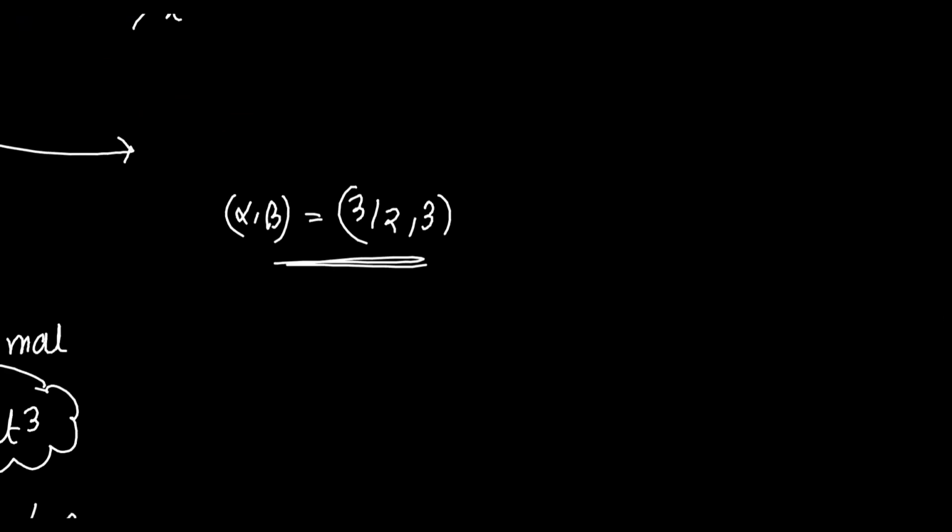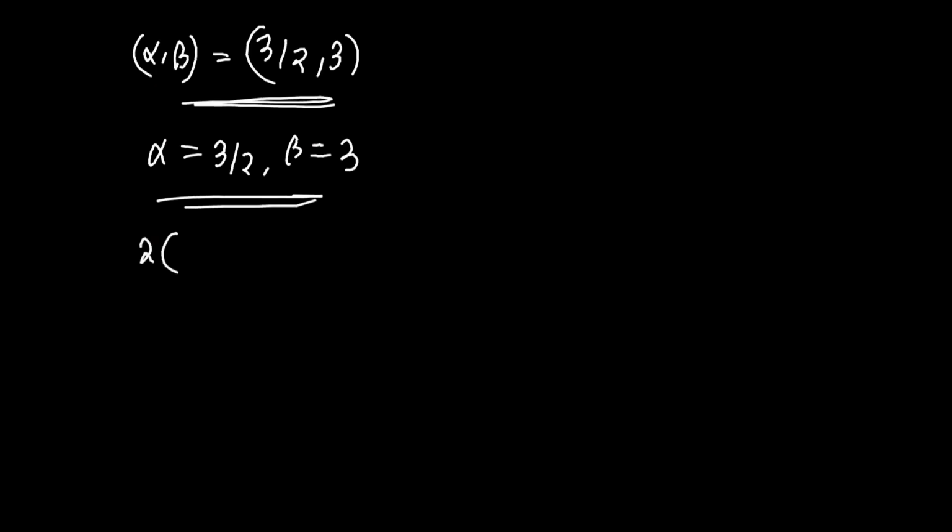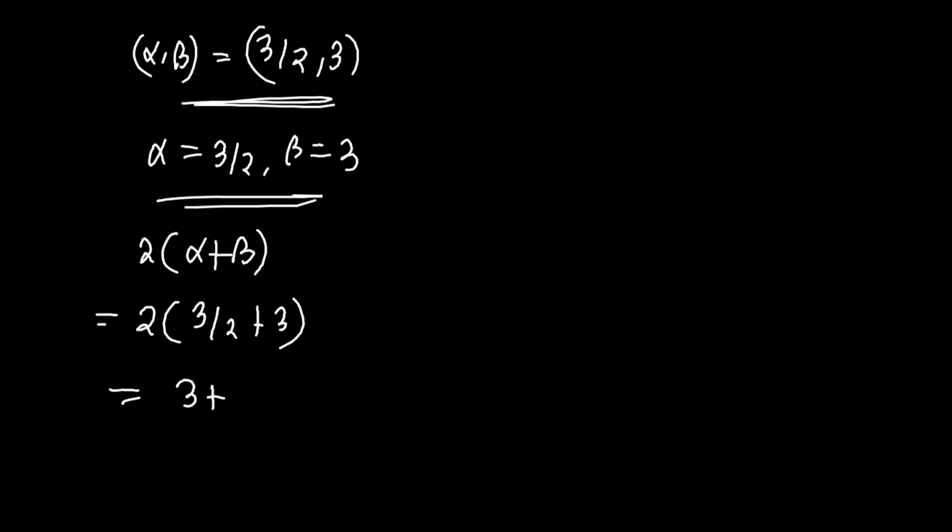Okay, so here alpha is 3 by 2 and beta is 3. Whatever we have to find out, that is 2 into alpha plus beta, that is 2 into 3 by 2 plus 3. So if you just multiply 2 inside, it is 3 plus 6, that is equal to 9. So here it will be our final answer. So 9 is the answer.